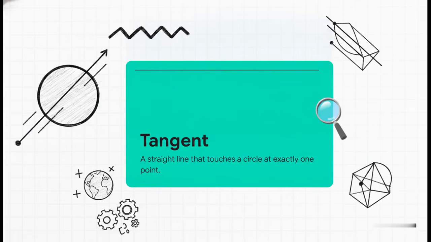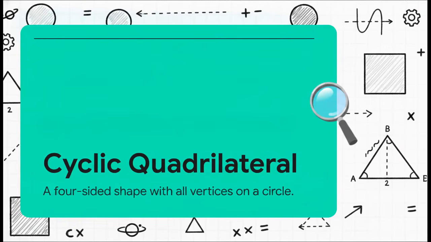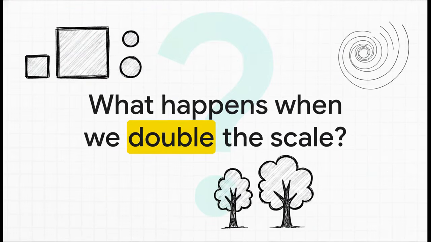First up, static shapes. See how tangents drawn from a single external point match up perfectly? Hidden rules are everywhere. Like, an angle at a circle's center is exactly double the circumference angle. And with cyclic quadrilaterals, the exterior angle mirrors the opposite interior one perfectly. It's incredibly precise. So, what actually happens when these shapes start growing? Let's jump into our next core concept.